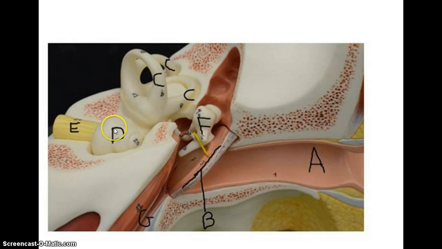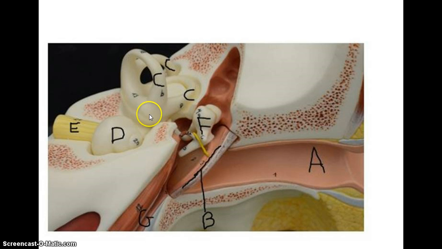The cochlea is full of fluid, and waves will travel through that cochlea, and it's going to turn that mechanical movement, these little hair cells in the cochlea, it's going to convert those into action potentials, which will then be sent down the vestibular cochlear nerve to the brain, where your brain will interpret what you've heard.